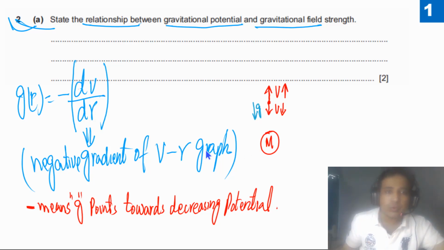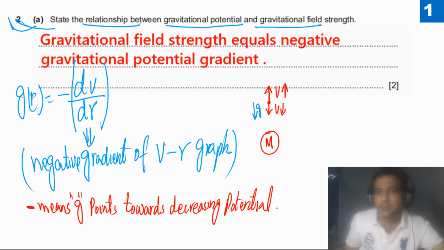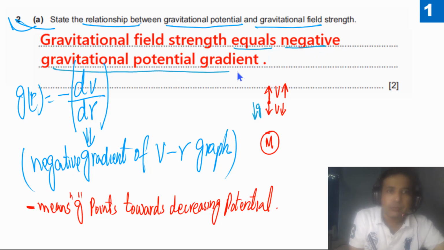Now let me show you how you can write down the answer for this question. Simply you can say gravitational field equals negative gravitational potential gradient. It means you take the gradient of the V against r graph and add a negative to that. That is the value of g.